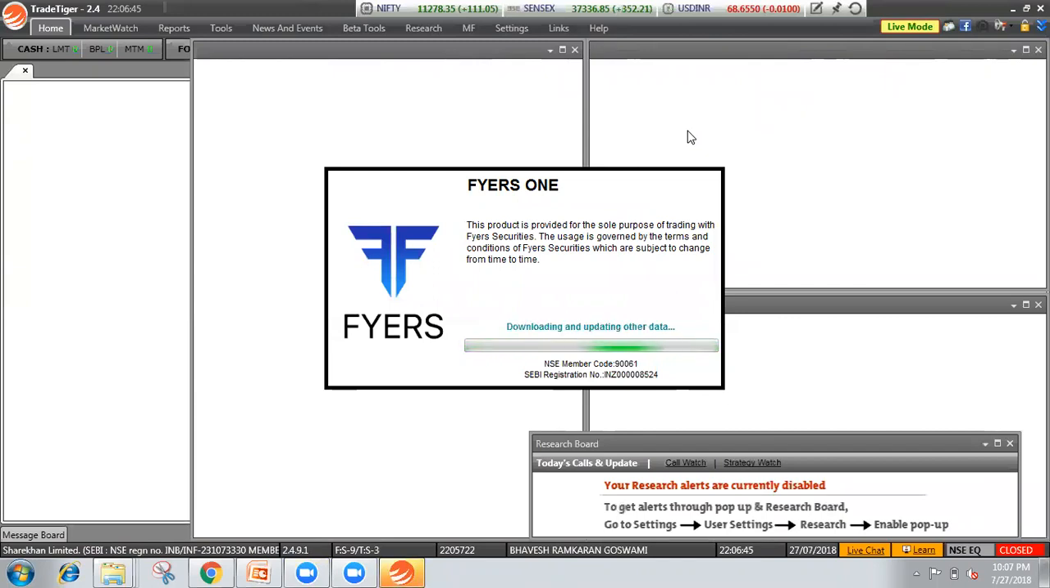So Trade Tigers is giving fewer stocks compared to Fires. Fires gives more stocks.